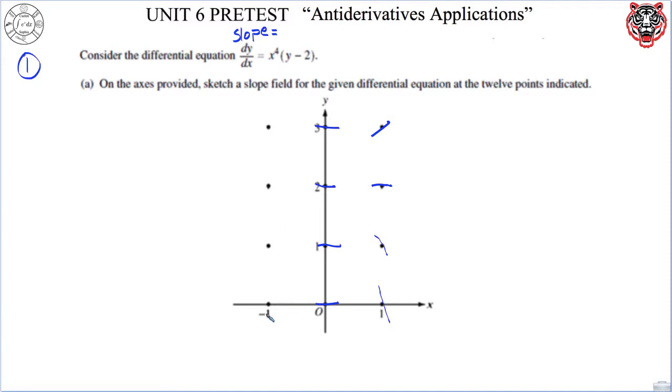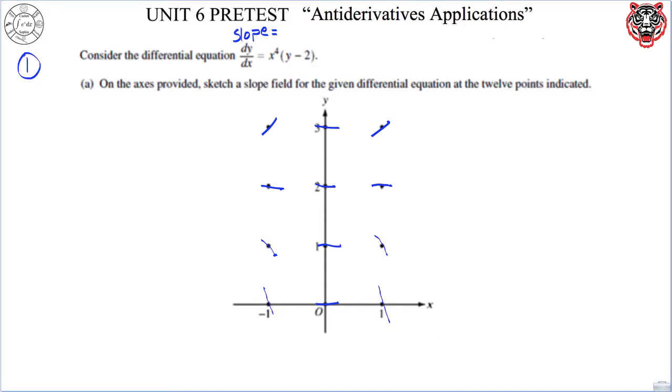All right, and then finally x equals -1. Again, -1 to the power of 4 is going to be positive, so don't worry about the x coordinate, only worry about the y coordinate over here. So y minus 2, and since we only have to worry about the y coordinate, just like we did over here, it should be the same as over there. So just copy down slope of 1, slope of 0, slope of -1, slope of -2. I can make that a little bit steeper, slope of -2.